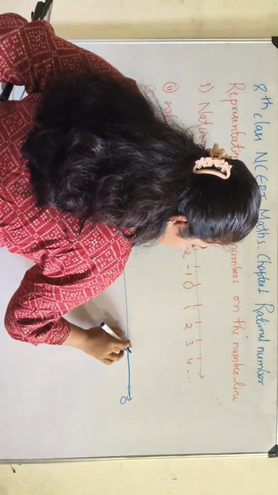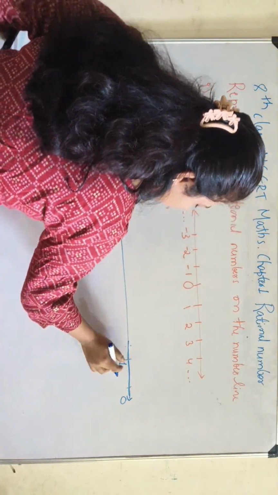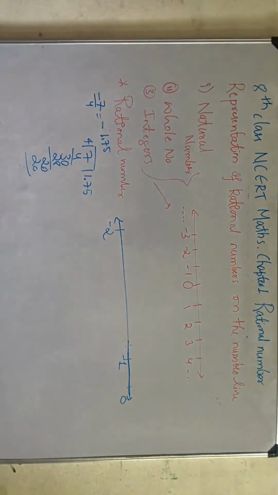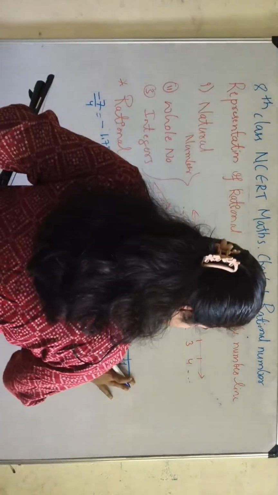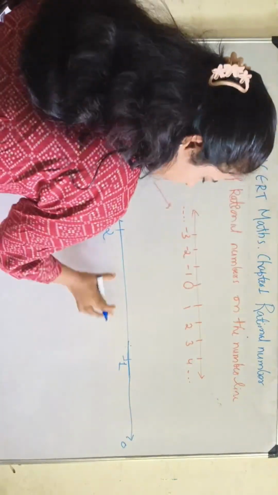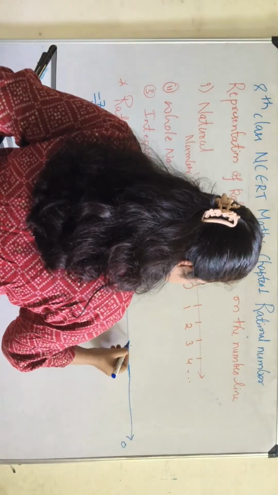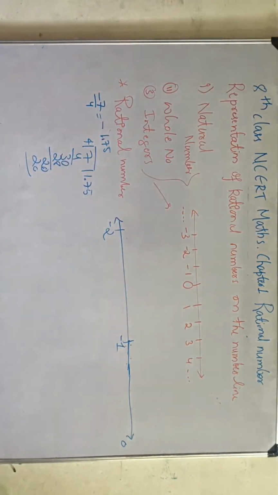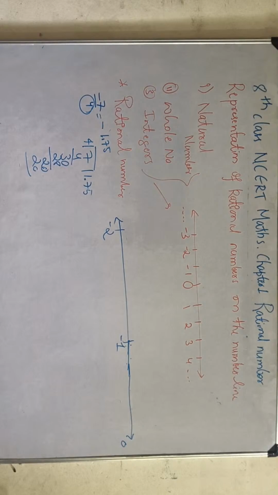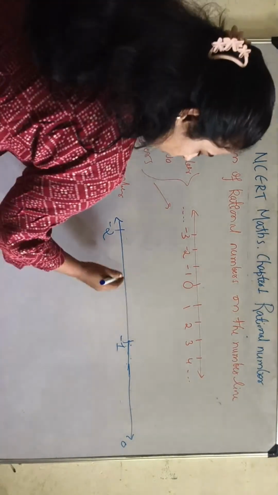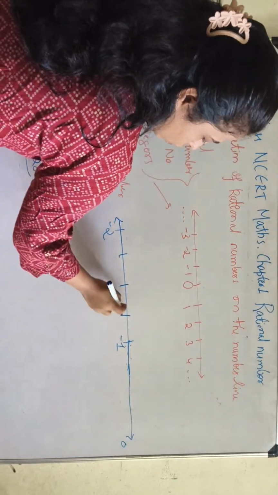If you take 0 here and minus 1, and in between minus 1 and minus 2 it lies. So it lies between minus 1 and minus 2. Take a bigger part, it should be equal, right? Minus 1.75 lies between minus 1 and minus 2. Now you have to see this part. We have to make 4 equal parts in between these two. 1, 2, 3, 4.